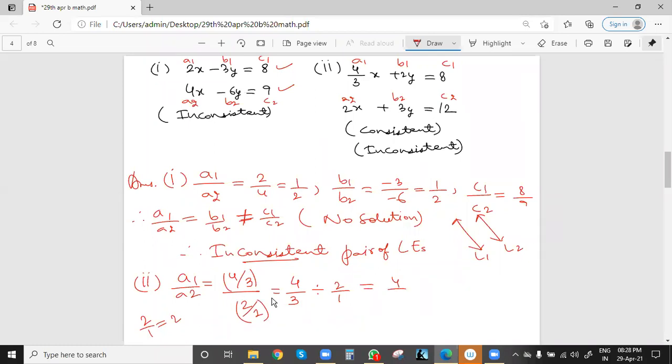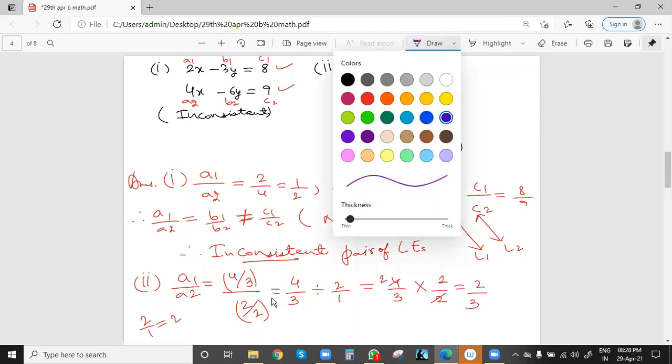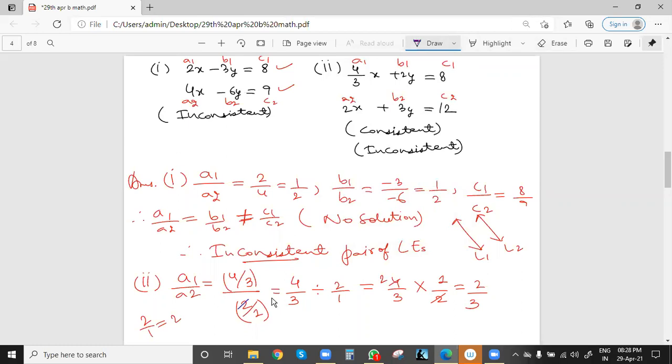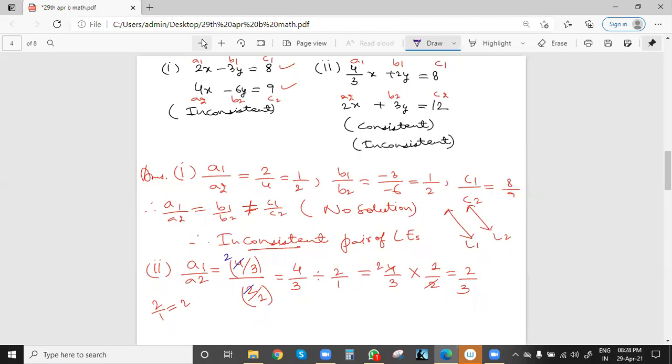So now 4 by 3, divide changes to multiply when we reverse the values: 2 by 1 will become 1 by 2. This number will be reversed. Correct. So this 2 will cancel 2, so basically 2 by 3. Also, we can cancel from here, 2 2s are 4. Now the value will become 2 by 3. Directly also we can write 2 by 3. This is for a1 by a2.